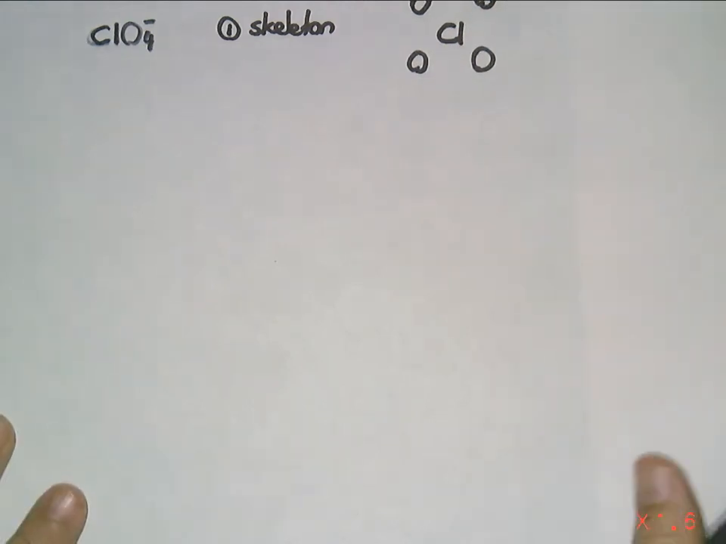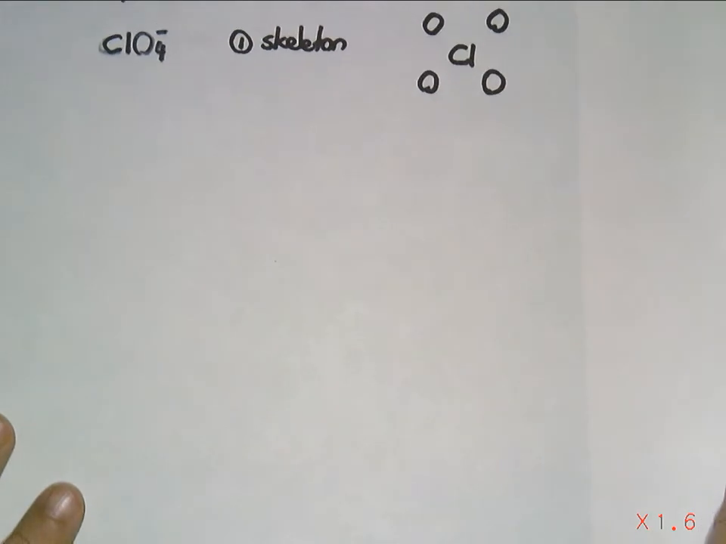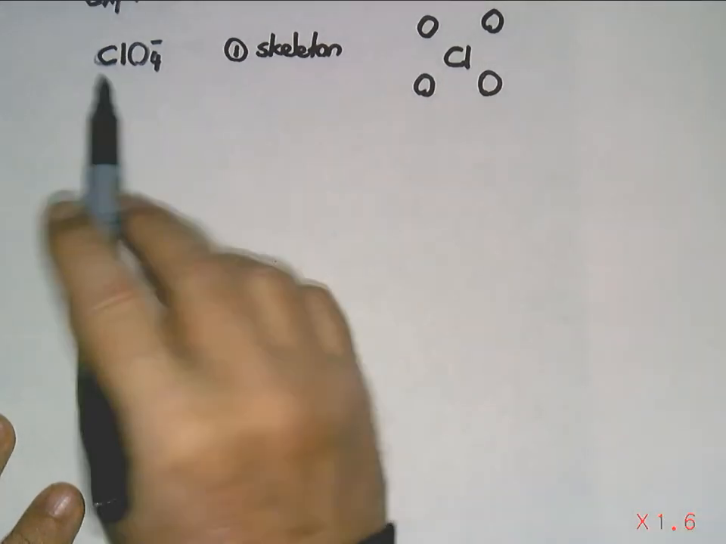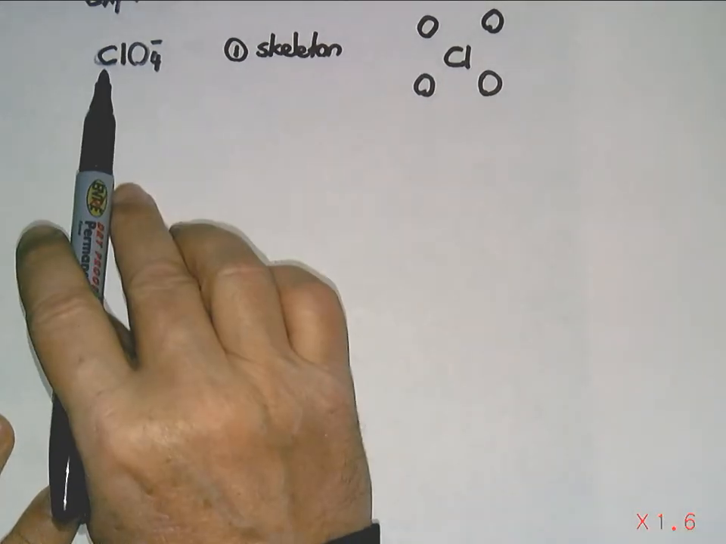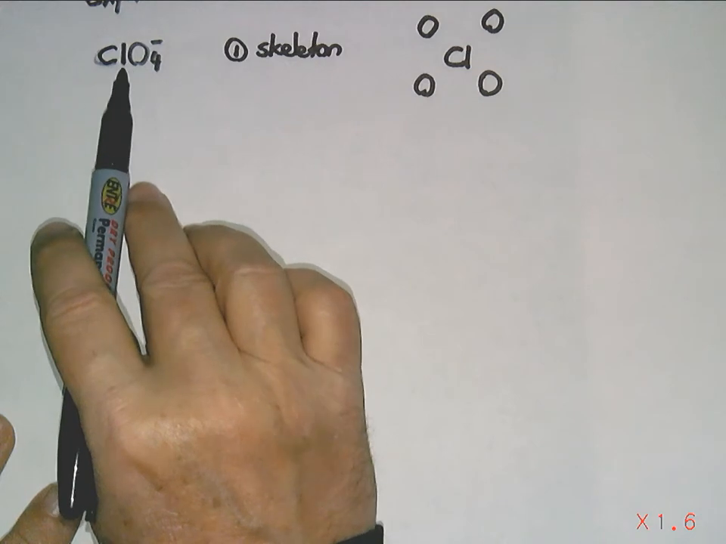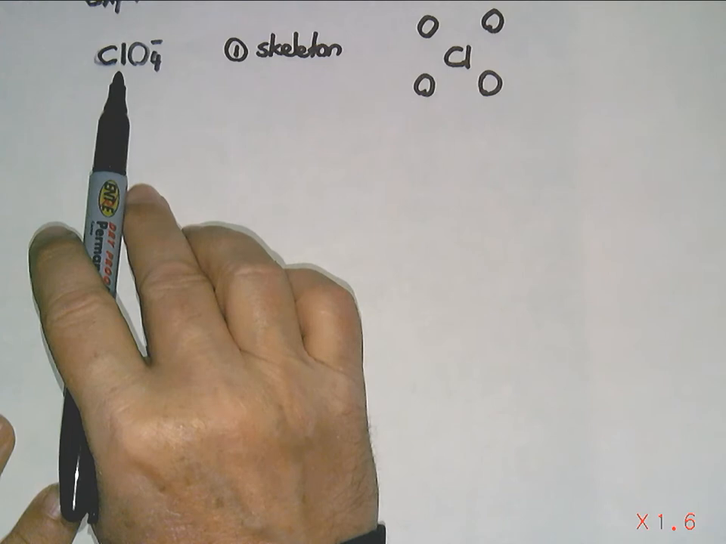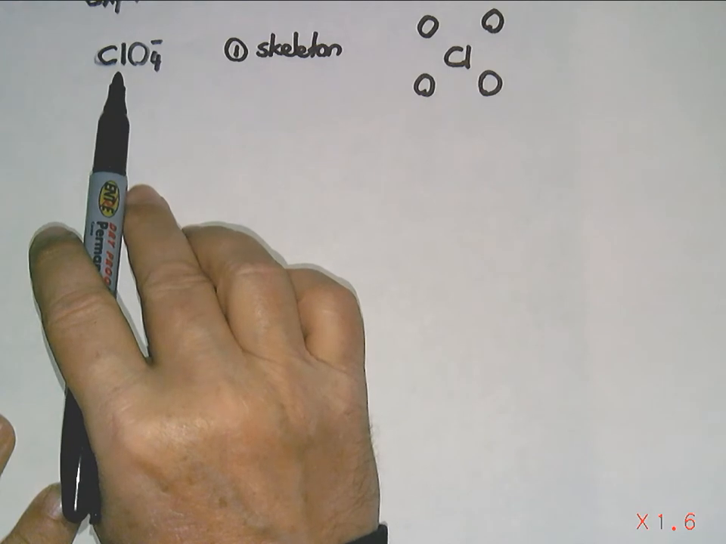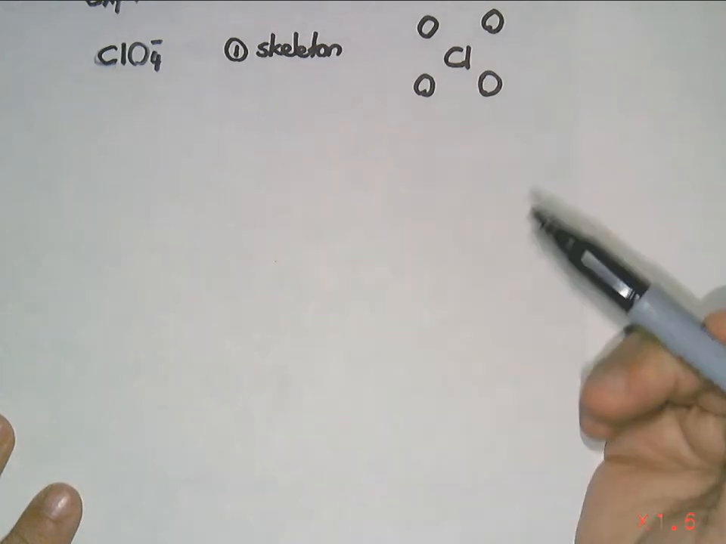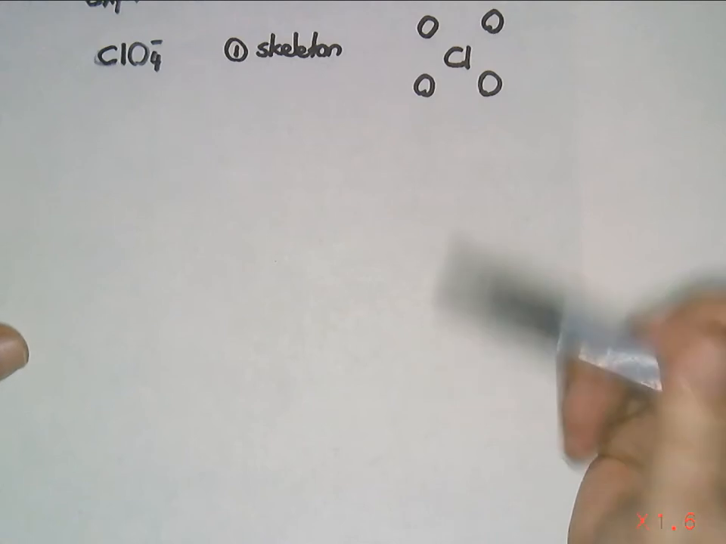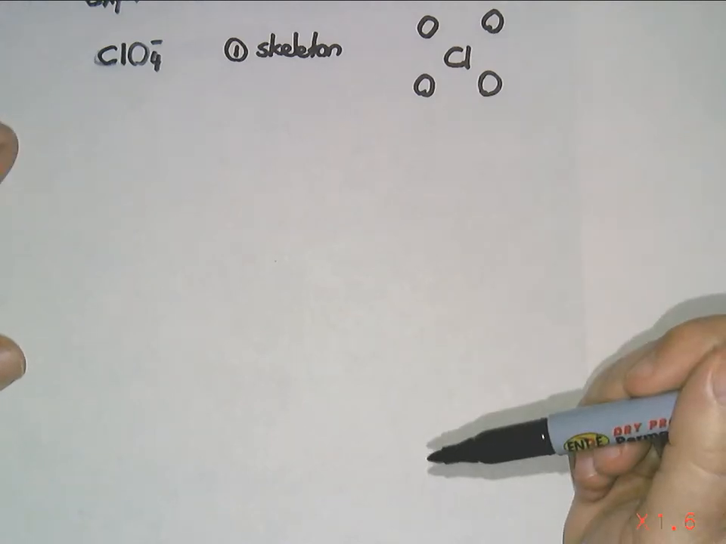Often the way people write the formula for something gives you a hint about what the central atom is going to be. Cl, chlorine, comes first in the formula, and very often in these formulas they'll put the central atom first. So that's another hint about the right skeleton structure. So there's my skeleton structure.